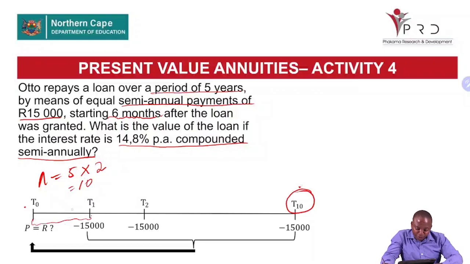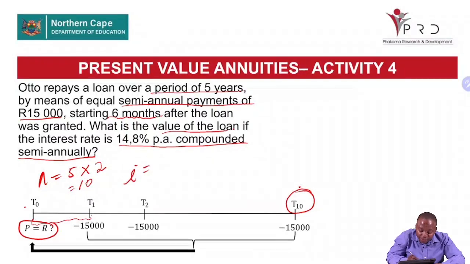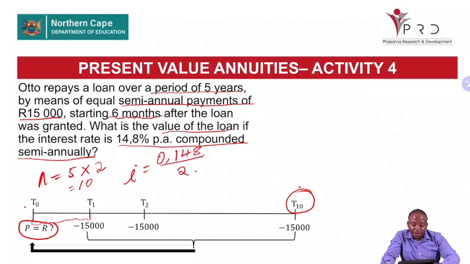What is the value of the loan? So we are looking to know how much is the loan. So in this case, we are looking for the present value. Our interest is charged as 14.8. We divide that by 100, as it is given as a percentage, to get 0.148 divided by the compounding period, which is semi-annual, which is divided by 2 in that case.